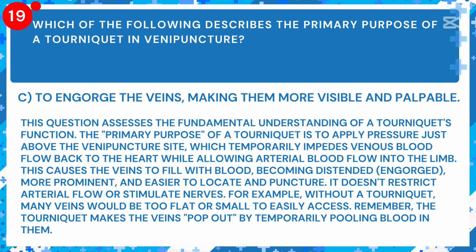Answer: C. To engorge the veins, making them more visible and palpable. Explanation: this question assesses the fundamental understanding of a tourniquet's function. The primary purpose of a tourniquet is to apply pressure just above the venipuncture site, which temporarily impedes venous blood flow back to the heart while allowing arterial blood flow into the limb. This causes the veins to fill with blood, becoming distended, engorged, more prominent, and easier to locate and puncture.